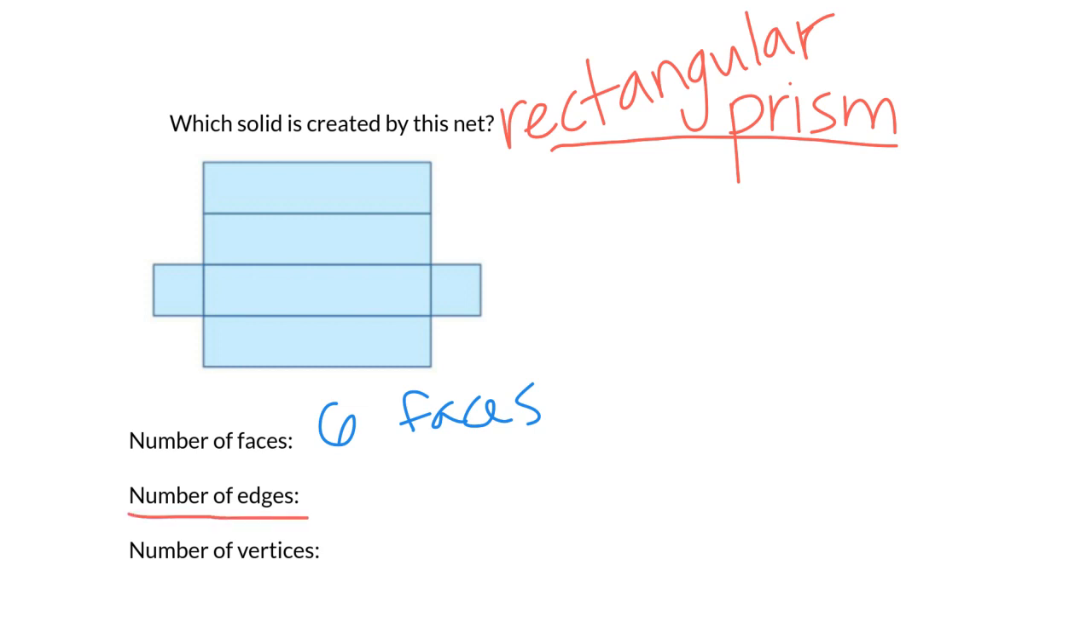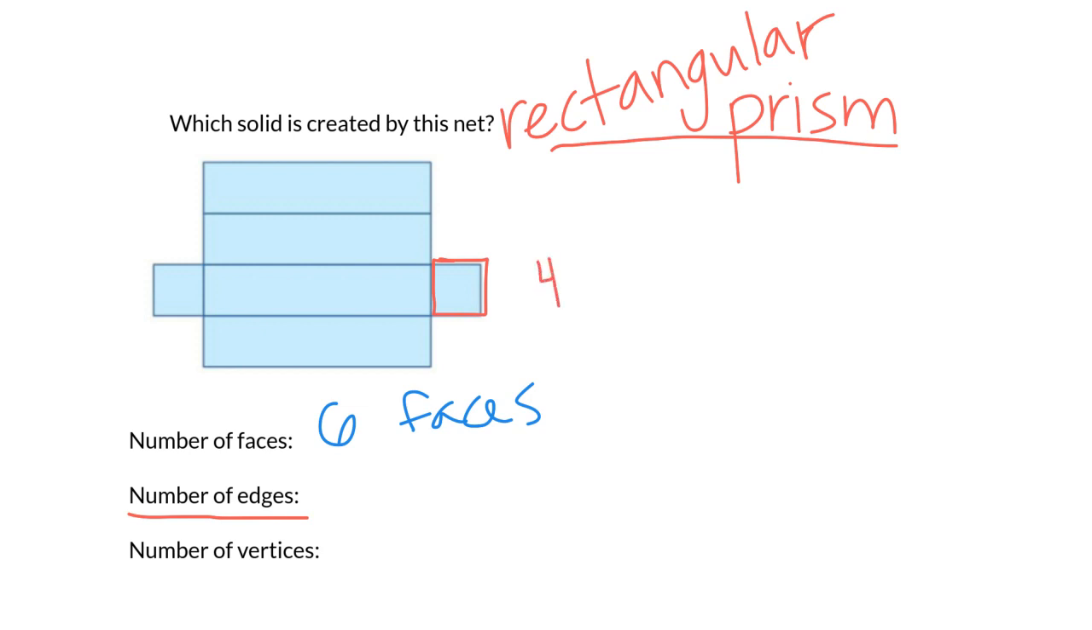Next, we're going to count the number of edges. Now, this is tough when you do this with nets because you really have to imagine folding this up and not double counting lines that aren't connected already. So what I mean by that is when we think about this being folded up, this line, this line, this line, and this line, those are all edges. So we know we have 4.